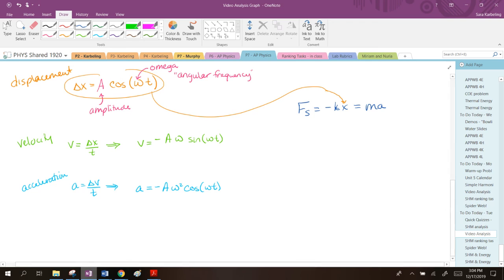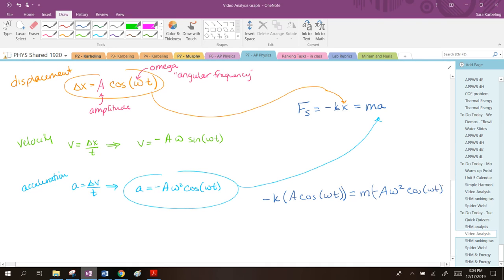And we're going to take acceleration and put it in for a. Are you ready? It's going to be a beautiful thing. Here we go. So negative k times A cosine omega t is equal to m times negative A omega squared cosine omega t. Why are we doing this? We're doing this to find a relationship between our constants and the frequency of our oscillation. Okay?